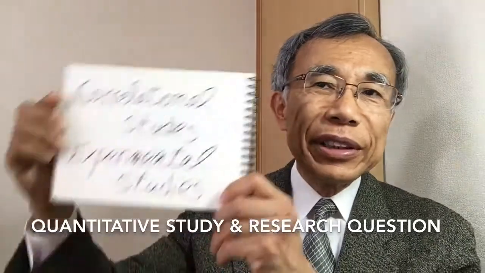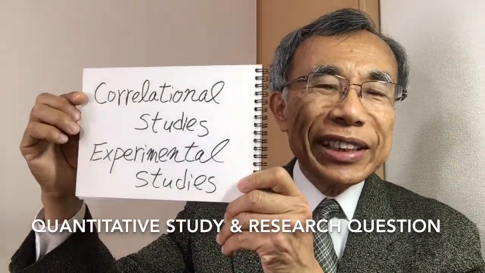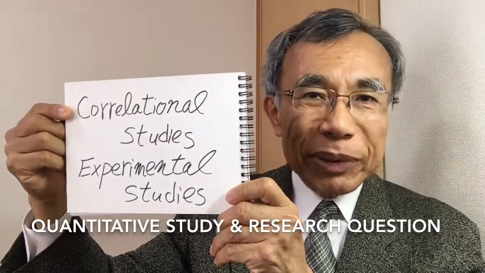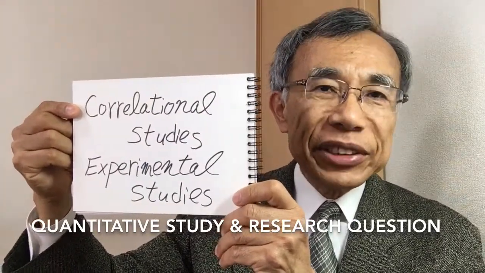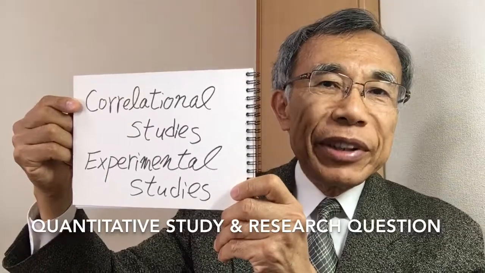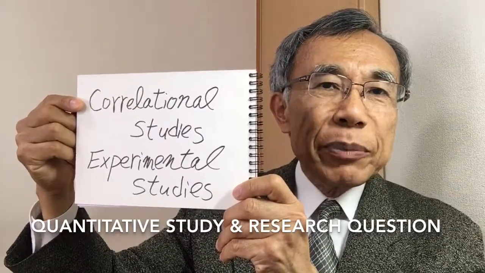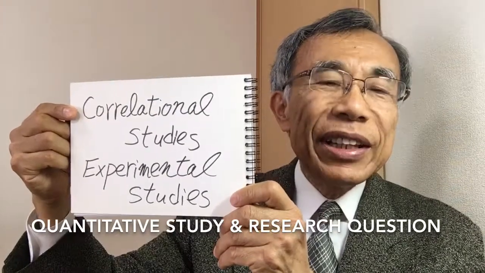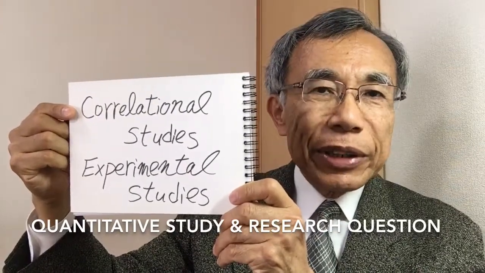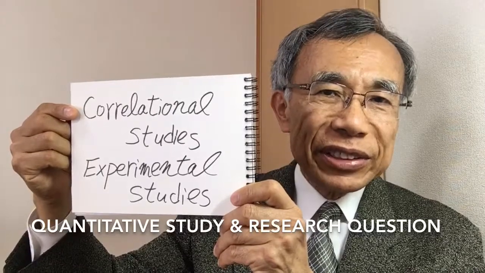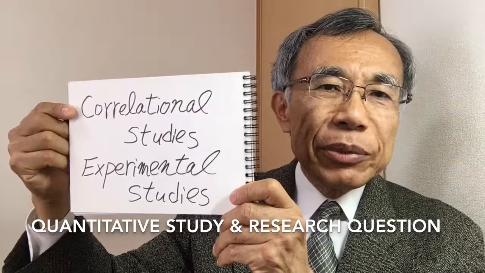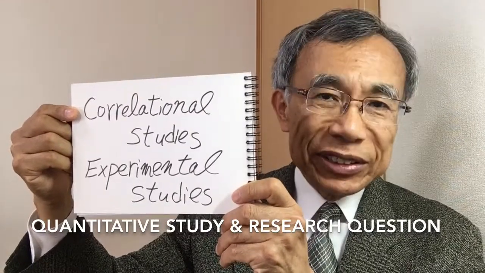Quantitative studies also fall into two categories. First, correlational studies. A correlational study is non-experimental, requiring the researcher to research relationships without manipulating or randomly selecting the subjects of their research. The research question for a correlational study may look like this. What is the relationship between long-distance commuters and eating disorders?